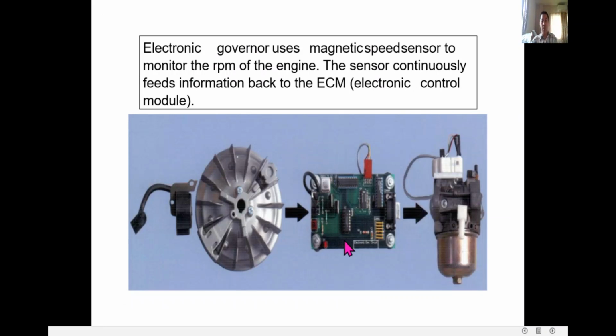As you can see here, in this governor there is no mechanical part. This is electronic. This is an electronic card with the system components. It will read the feedback, the feedback information from the sensor, which is the magnetic speed sensor on your engine. It gives signals here, and as you can see, there is a diaphragm.